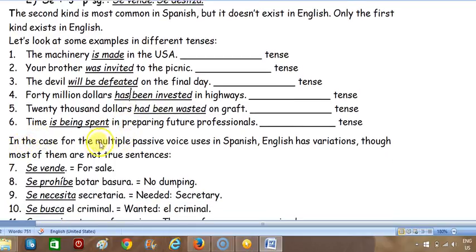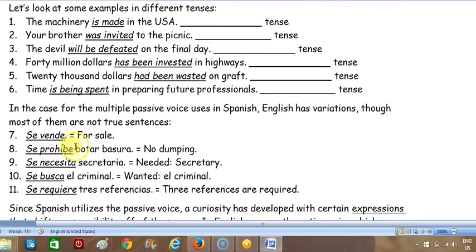In the case of the multiple passive voice uses in Spanish, English has variations, though most of them are not true sentences. So, for example, we would put a sign in a car or in front of a house that says "for sale". Okay, and so this sentence would be translated "no dumping". So we use the gerund, so that would be like "no botar".